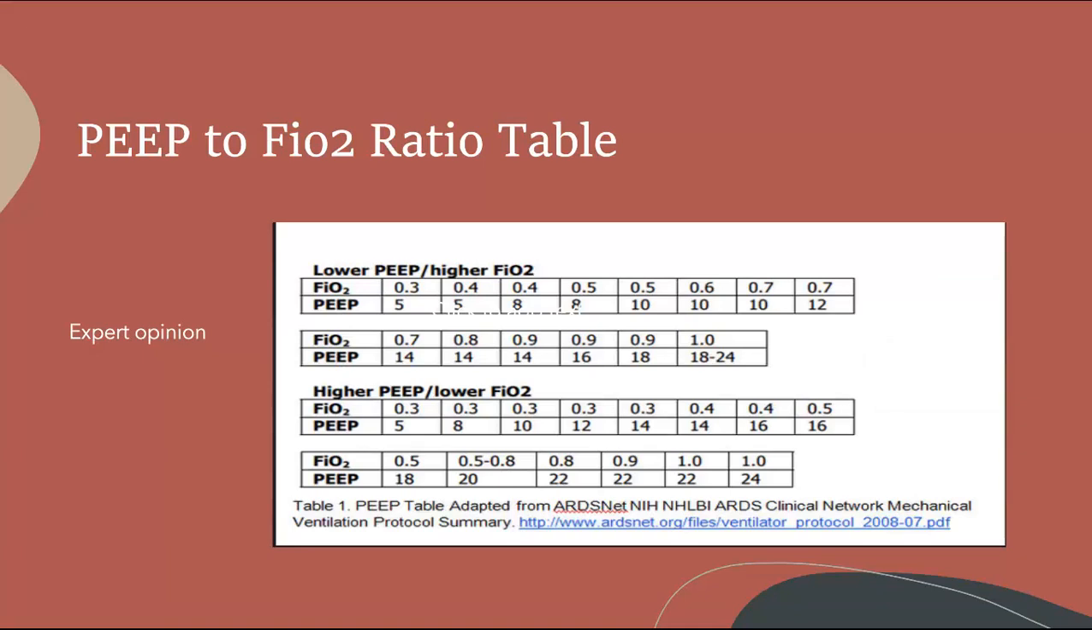I think a lot of physicians use this table, the PEEP to FiO2 ratio table. That was done by the ARDS Net group, but just keep in mind, this was not evidence-based. So this is just expert opinion. If you start, as you see here, if the patient's FiO2 is, for example, 0.3, 30%, you start with 5. If 0.6, you start with 10. So they have two tables, the low PEEP with high FiO2, and the opposite, higher PEEP and low FiO2.